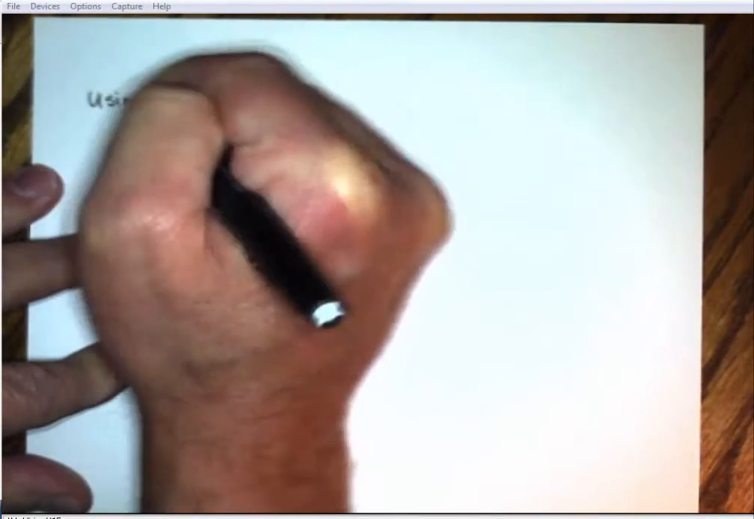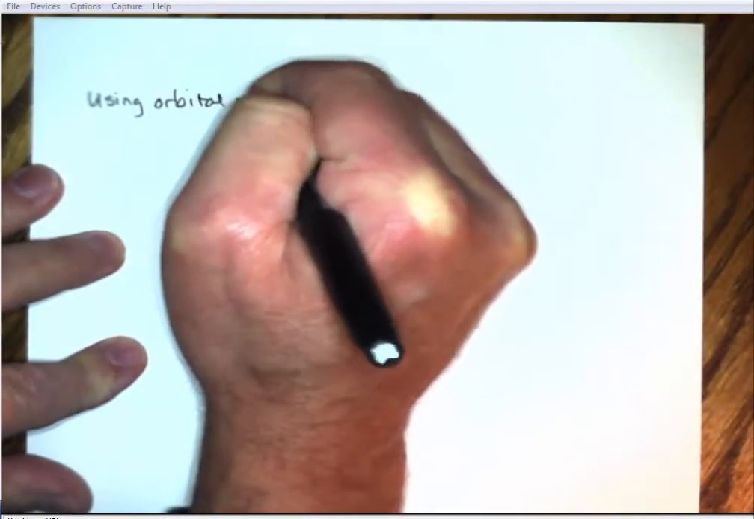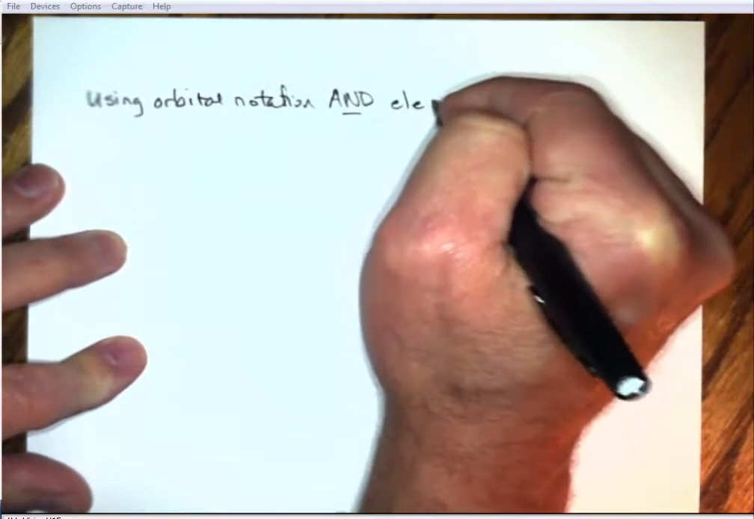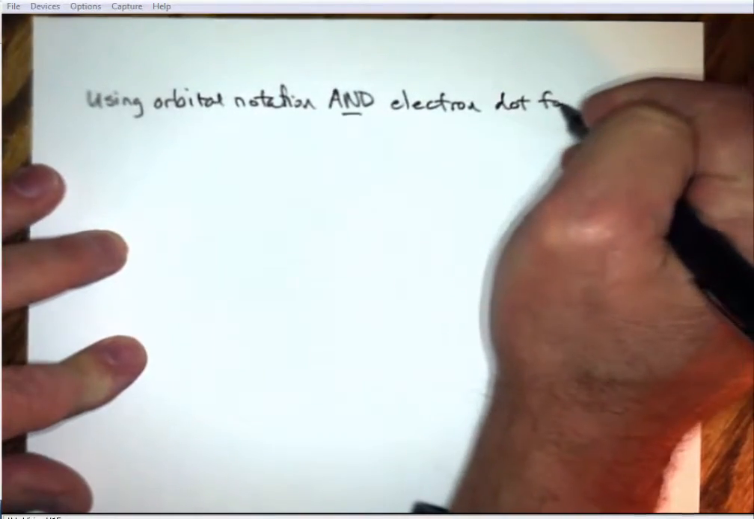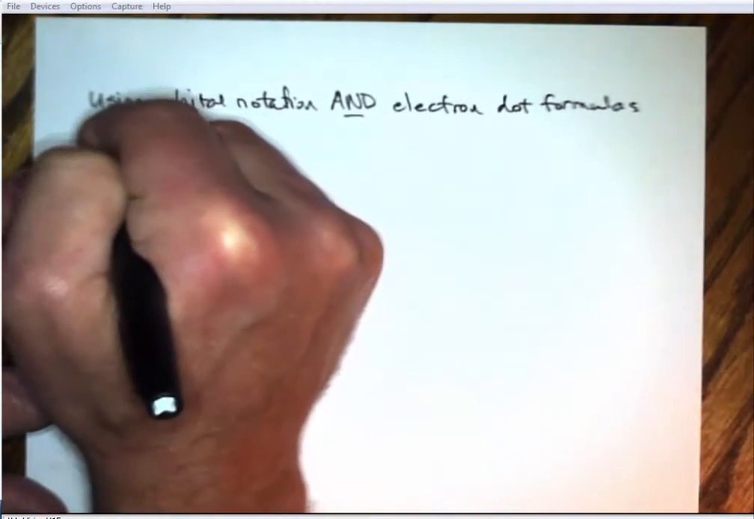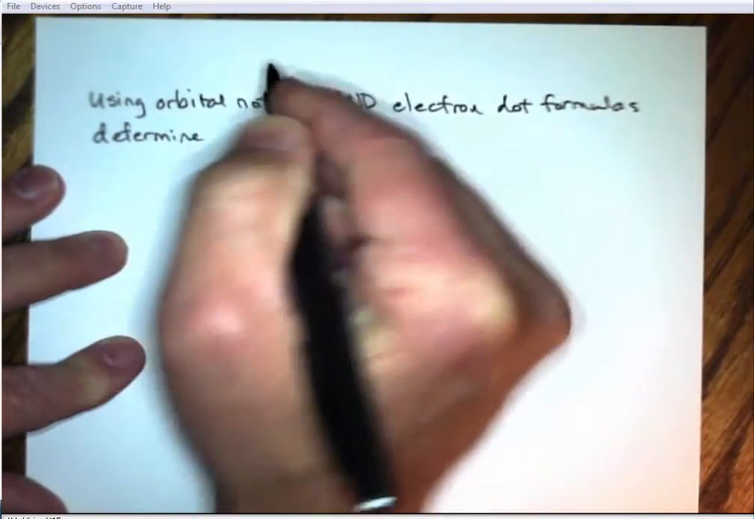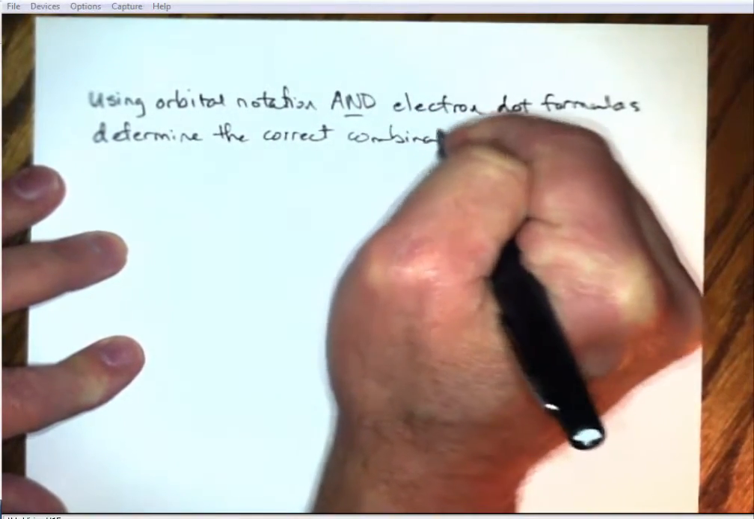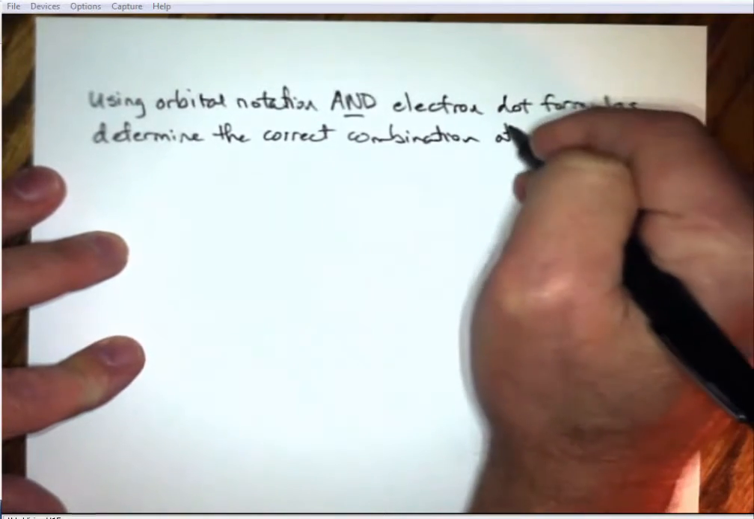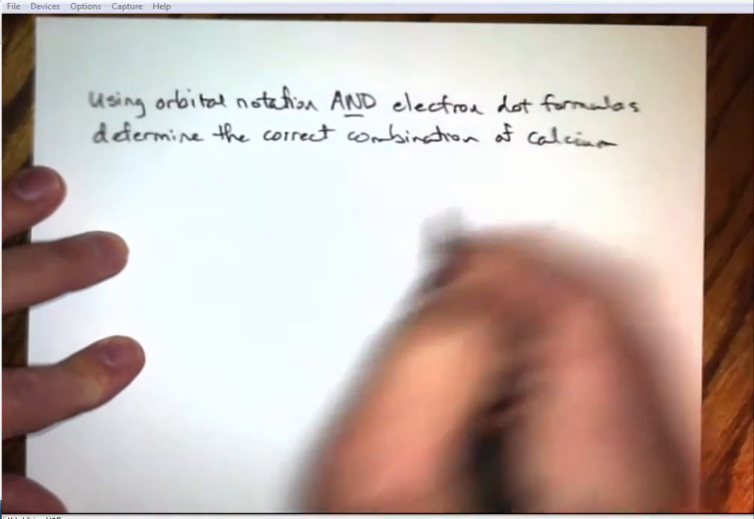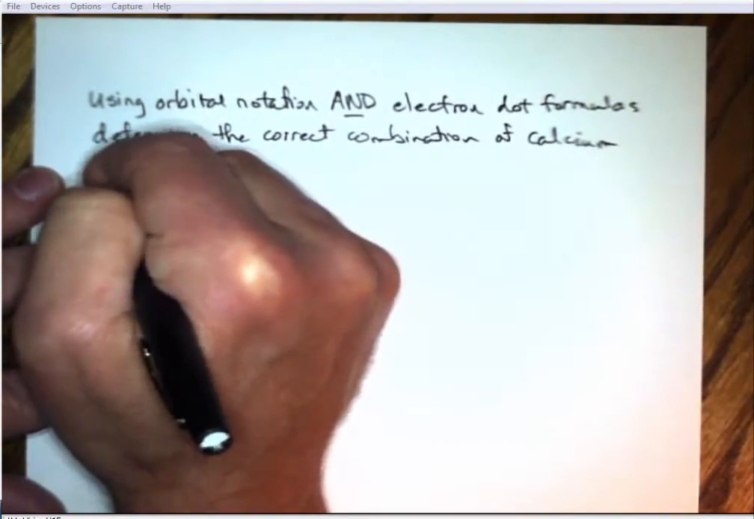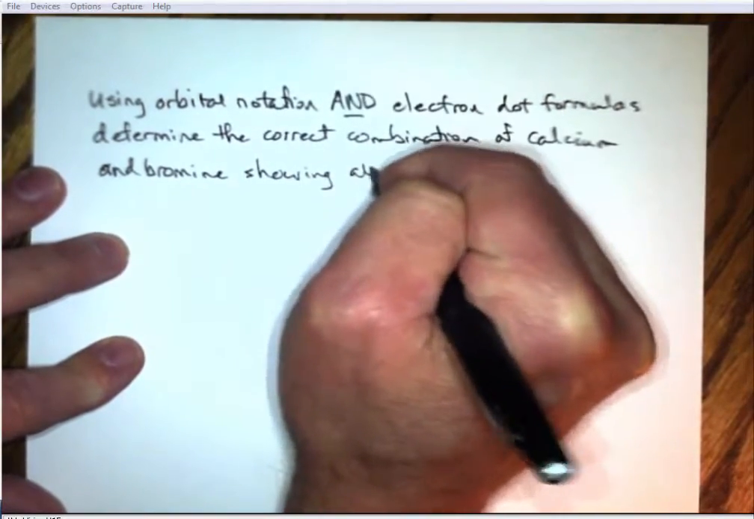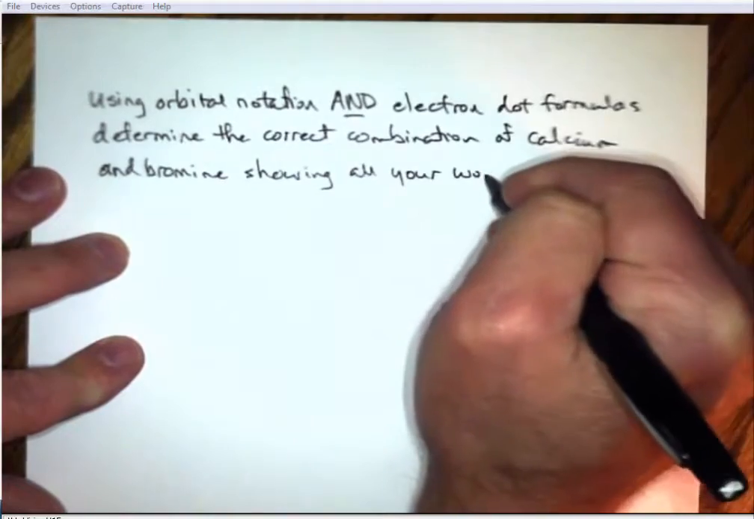So using orbital notation and electron dot formulas, determine the correct combination of calcium and bromine, showing all your work. I mean, you should always show all your work, but I'm specifying it clearly here, okay?